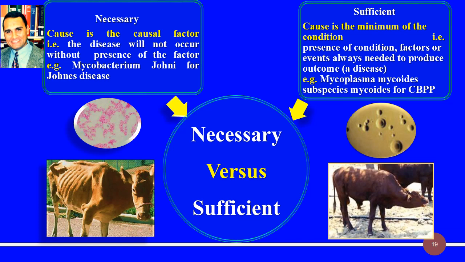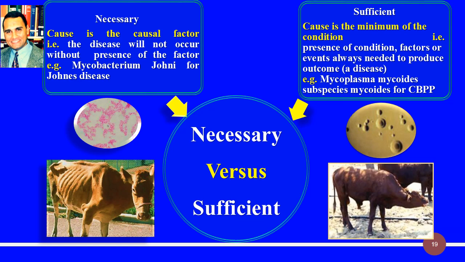The definitions of necessary versus sufficient are important during the explanation and understanding of epidemiology. Necessary means the cause is a causal factor, meaning that the disease will not occur without the presence of the factor. The example here is the presence of Mycobacterium johnei for Johne's disease.